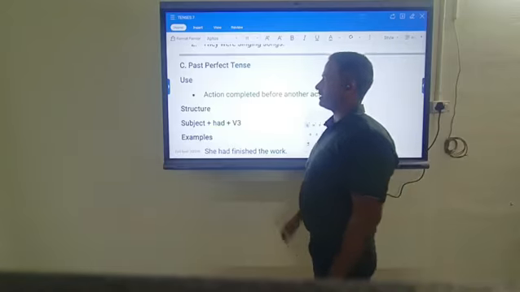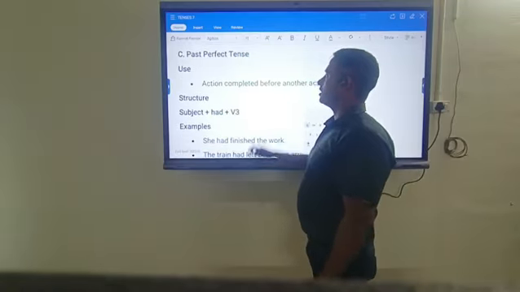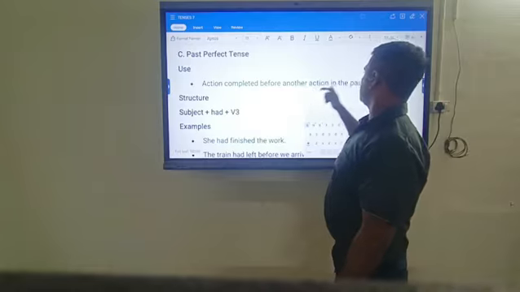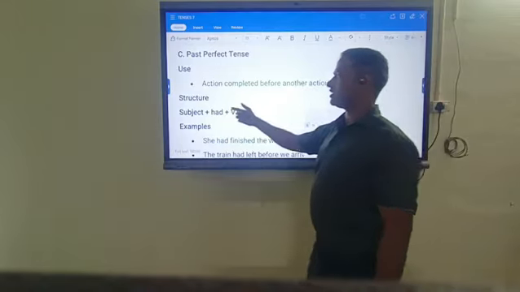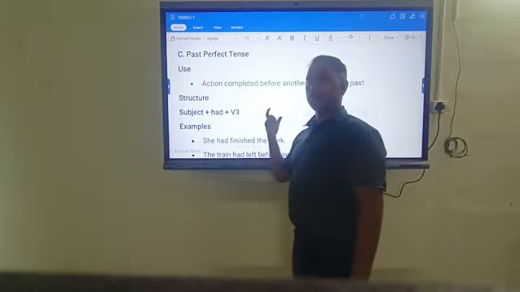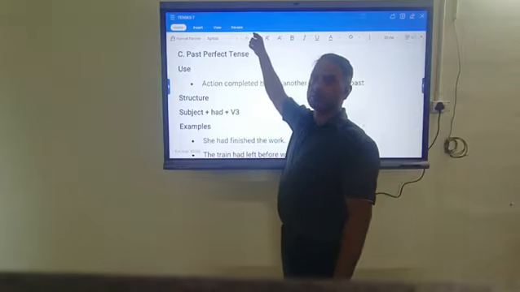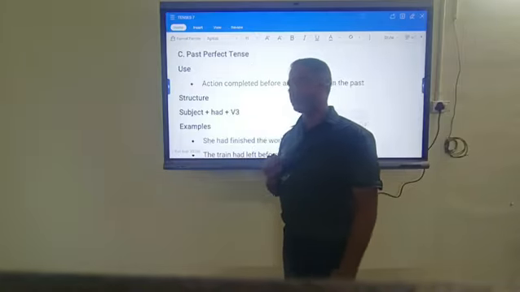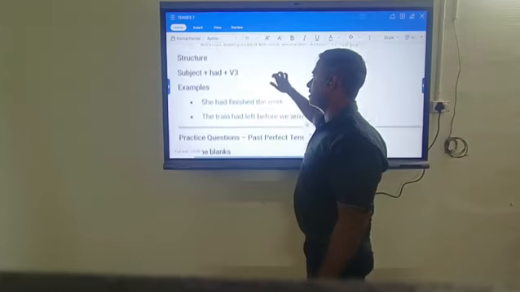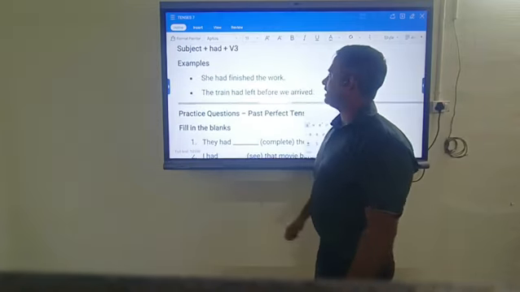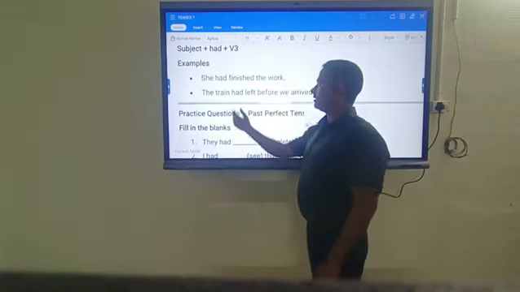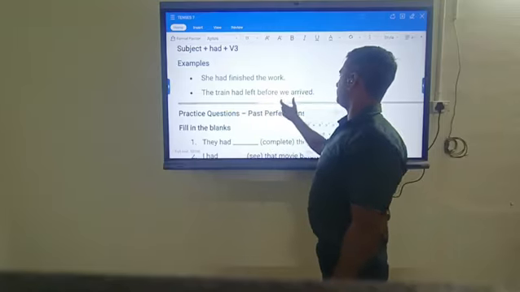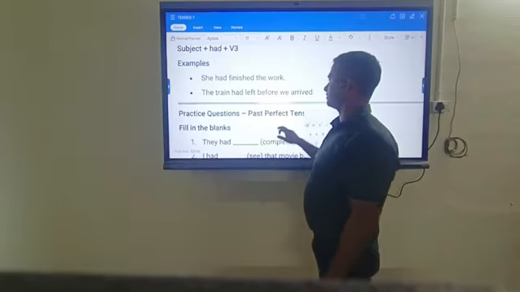The next part is past perfect tense. The use is an action completed before another action in the past. The structure is subject plus had plus the third form of the verb. Like there it was the verb was, now here it is had. And the examples are: she had finished the work, the train had left before we arrived.